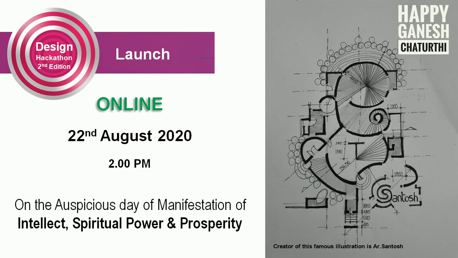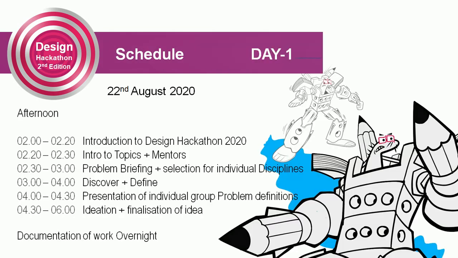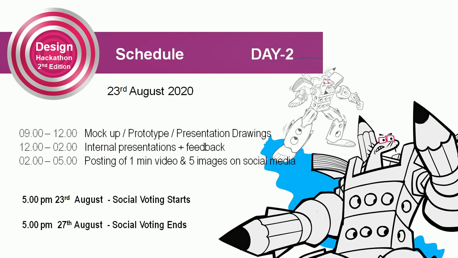The Design Hackathon second edition will be launched on 22nd August 2020 at 2 p.m. on the very auspicious day of manifestation of intellect, spiritual power, and prosperity. It's a great day to begin new learning. So the Design Hackathon second edition is a 2-day event which starts at 2 p.m. on 22nd August and ends on day 2 at around 5 p.m.